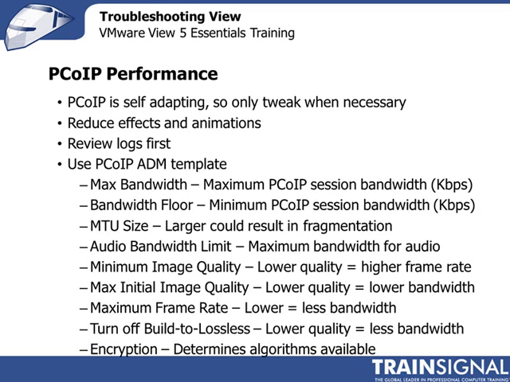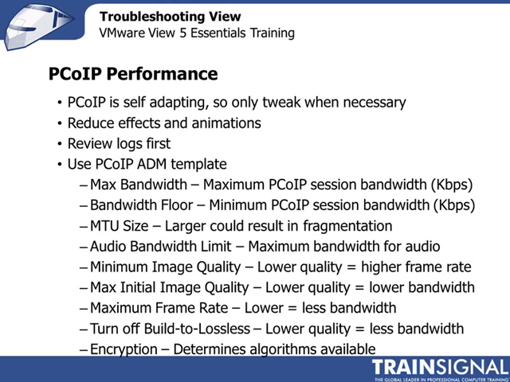But be careful because setting up jumbo frames could cause fragmentation in a lot of situations, especially connections going through the security server that are going across the public internet that may not support jumbo frames. You can also explicitly limit the bandwidth that audio is given, which will decrease the quality of the audio, but hopefully free up bandwidth for the user interface. You can also set the minimum image quality. By reducing this value, you can create higher frame rates, but at the cost of having lower quality images.